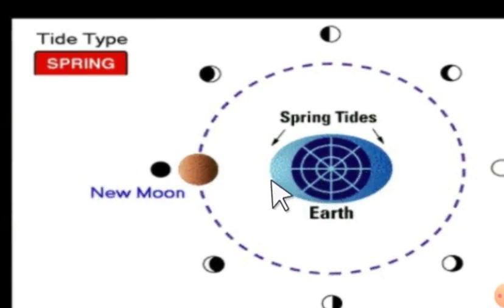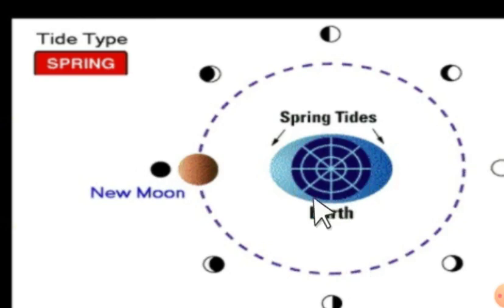So either the moon may be somewhere here or the moon may be here also. If the moon is here, then the order is moon, earth, sun, like that. So what happens when the moon revolves around the earth like this? Spring tide may occur in two positions in a day, when the moon is somewhere here, or when the moon is somewhere here.